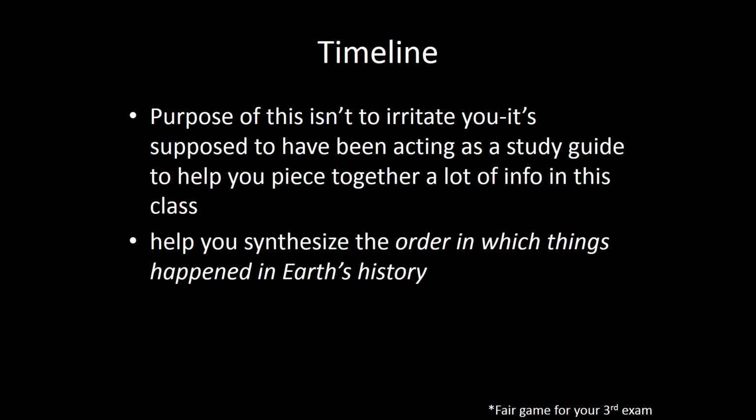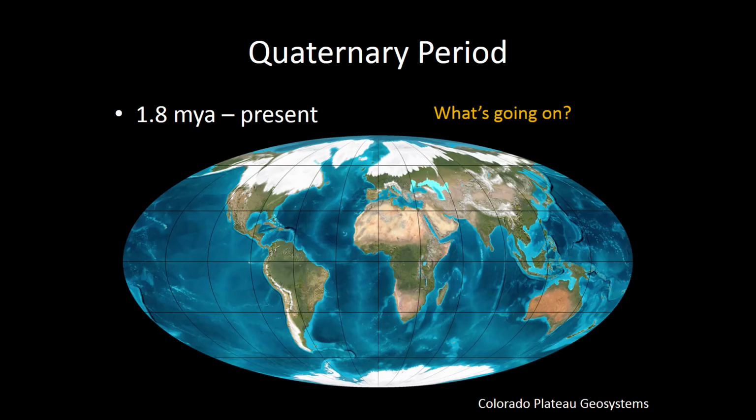So, fair game for your third exam is the order of the events. I'm not going to ask you questions like, what is the iron catastrophe? I'm going to ask you questions like, put the iron catastrophe, the Great Oxygenation Event, and the evolution of dinosaurs in order from first to last. All right? So you don't need to study all the specifics of your timeline for your exam, but you should be able to tell me the basics of when things happened relative to others. So a general list.